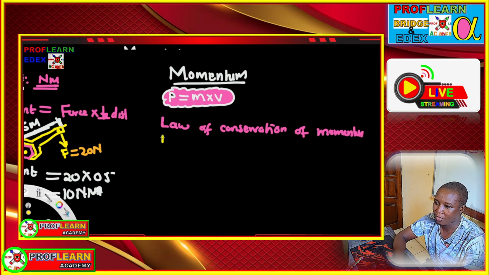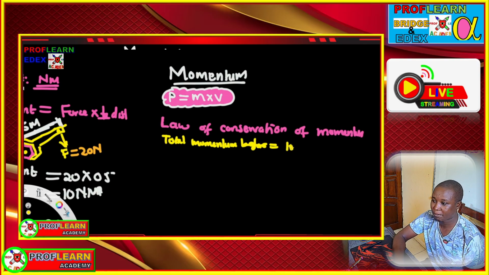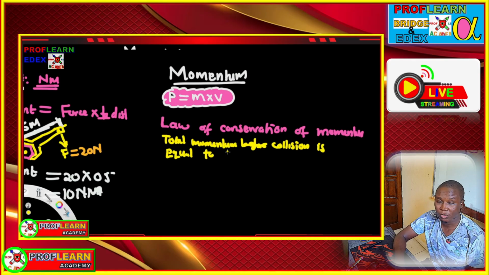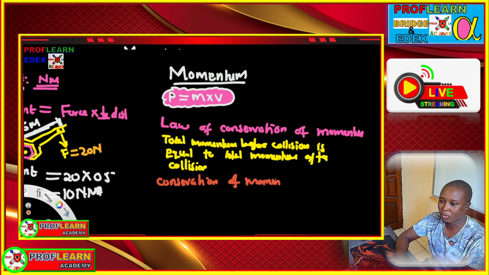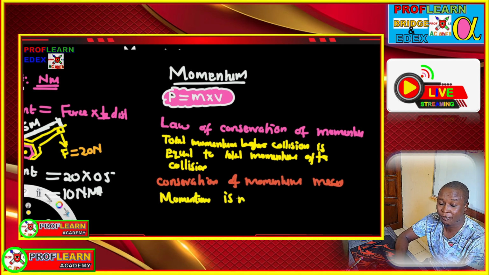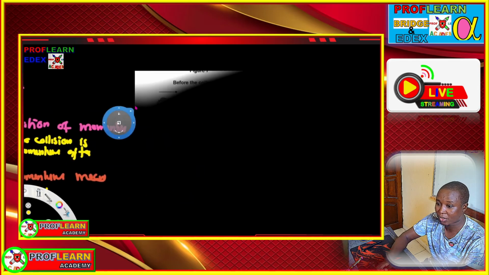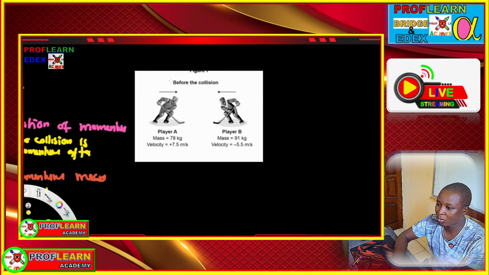Momentum is mass times the velocity of the object. Momentum is a vector quantity, and you need to understand the law of conservation of momentum: total momentum before collision is equal to total momentum after collision. Conservation of momentum means momentum is not lost. You also need to know how to use this law in order to work out the equations.